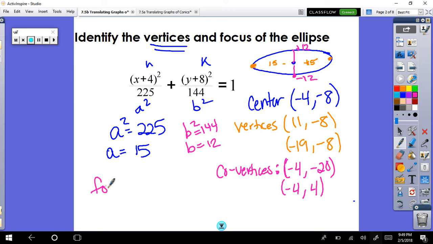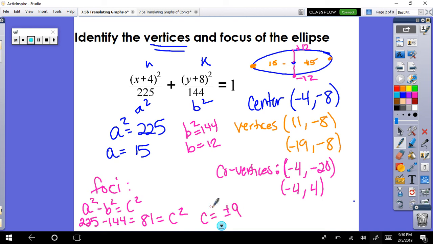Okay, the next thing it wants is the foci. It is plural, so foci. Which means I need to find the c value. So it's going to be a squared minus b squared equals c squared. So that's going to be 225 minus 144 equals 81, which is c squared. That means in this case, c is going to be 9. Remember, the foci are always on the major axis, which is the x-axis right here, the x way.